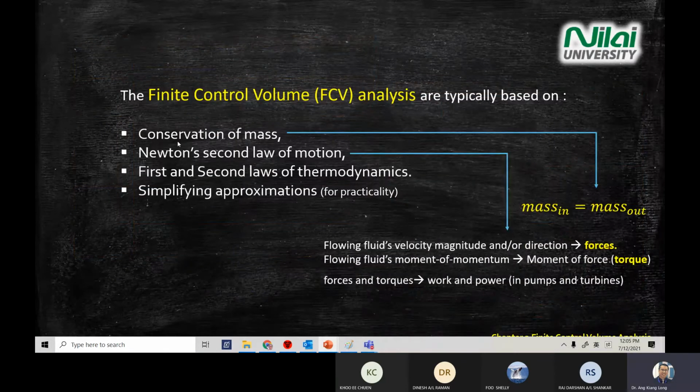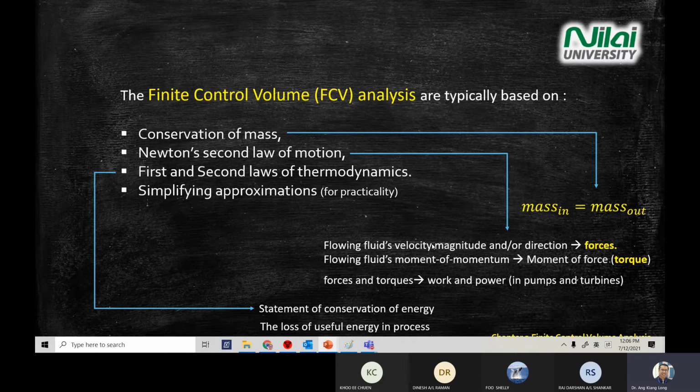We have covered conservation of mass for control volume analysis. We already concluded Newton's second law of motion. Today, we're going to look at the third one. We're still under Newton's second law, but today we're going to look at moment of momentum. Okay, let's see what moment of momentum is.